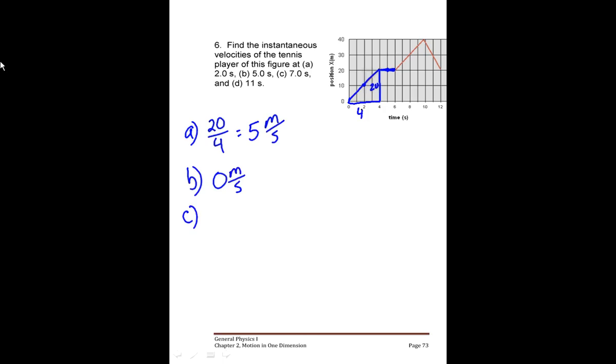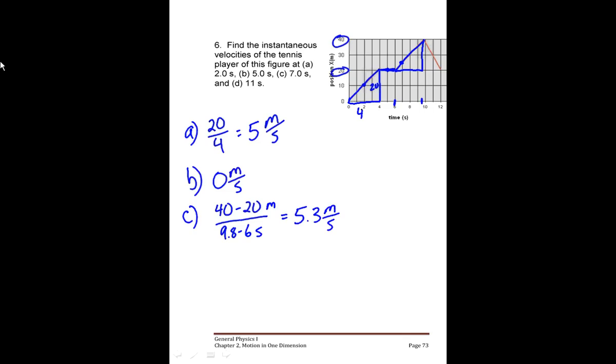For C, at 7 seconds, that's right here. I want to know what is the slope of this line. Okay, so I did my rise over run. My rise is obviously 40 minus 20, that's in meters, divided by my run, and you might have slightly different numbers here, but I thought it was 9.8 minus 6, in seconds, and I get 5.3.